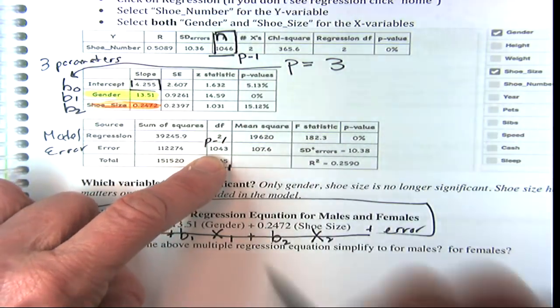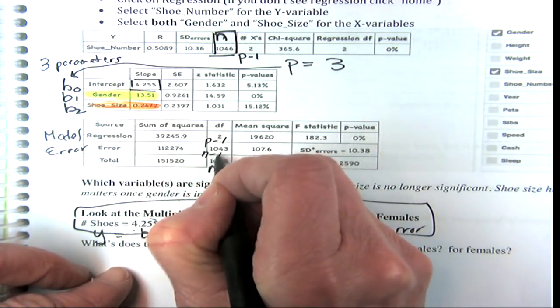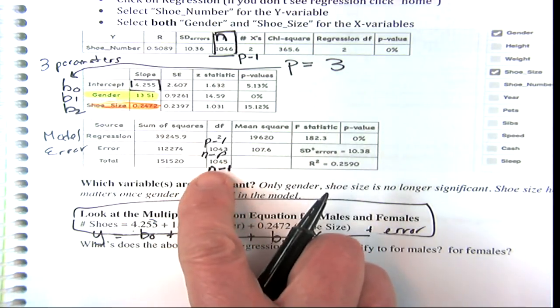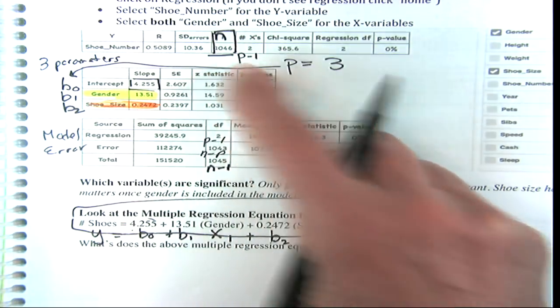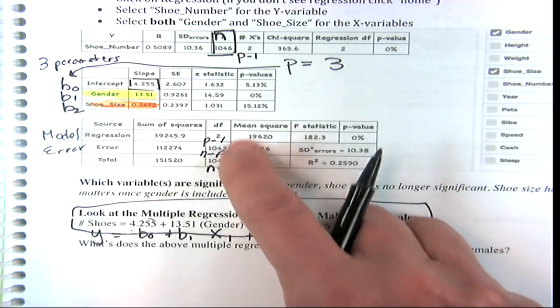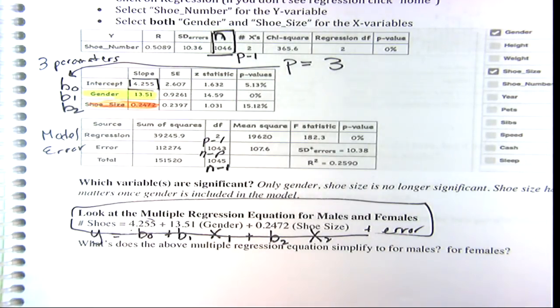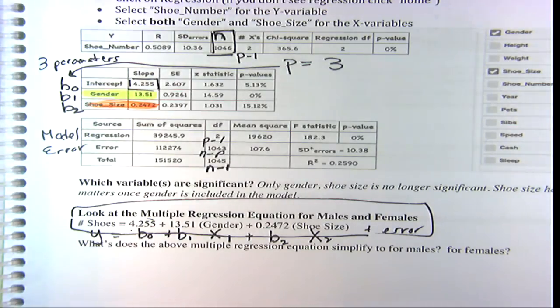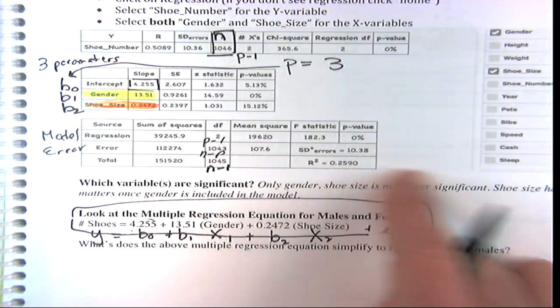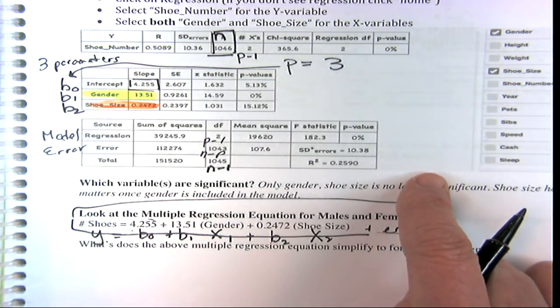And how about this? This is n minus p. Is that right? n is 1046. Is it minus 3? Yeah. And it all adds up. So it's what we've already done, but now we just have another parameter added. So it's doing the same thing. And now, what else do we need to understand here?